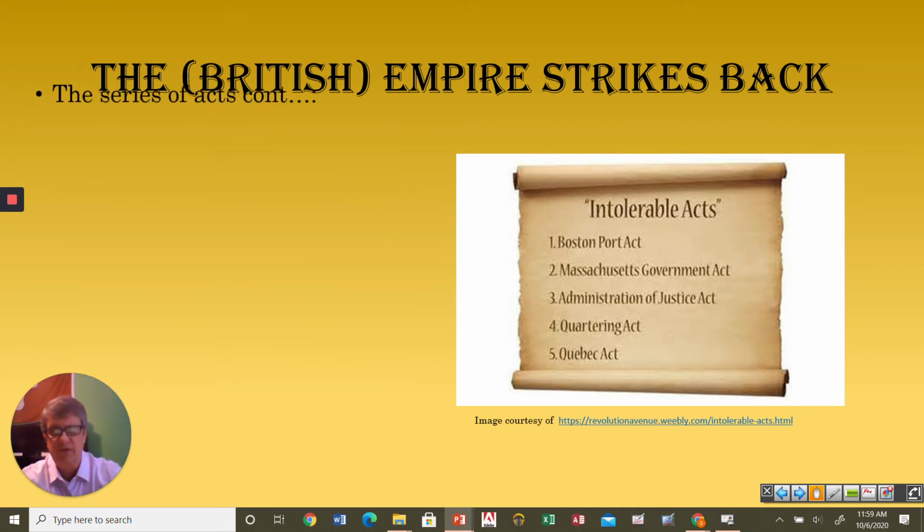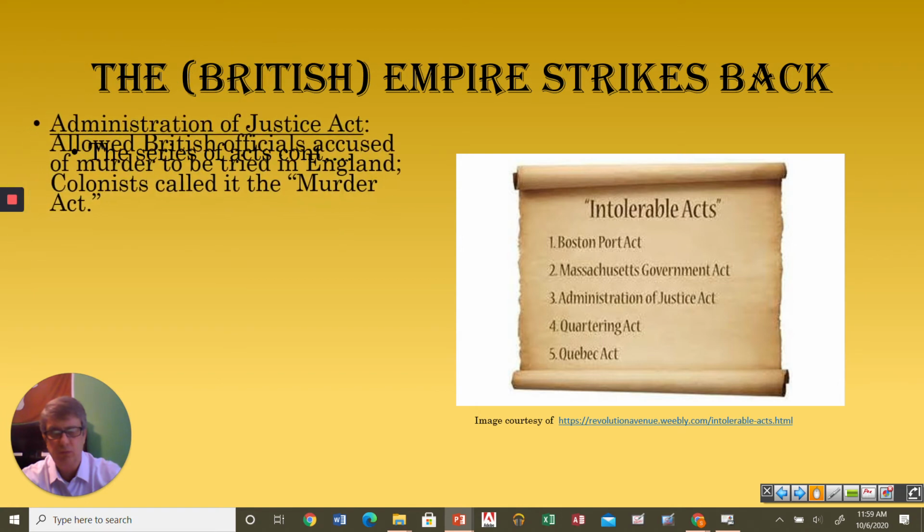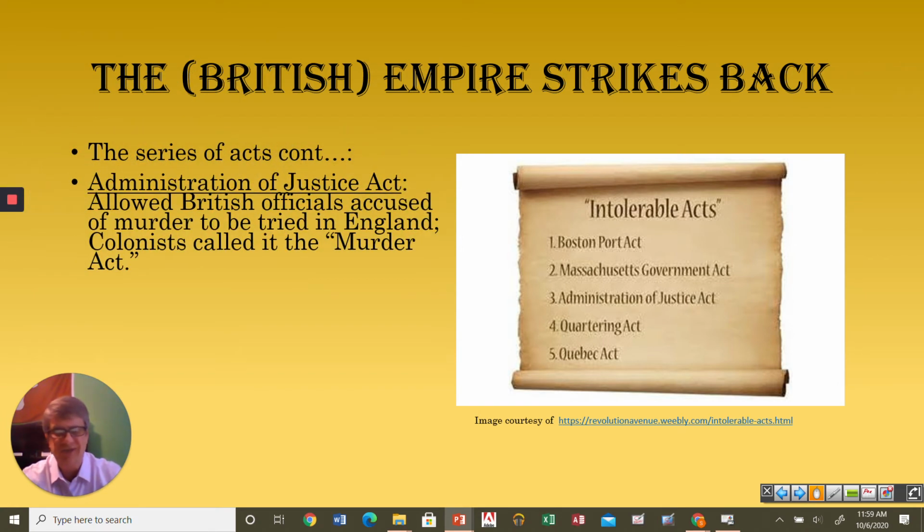So the third of these acts, here we go. The Administration of Justice Act. This allowed British officials accused of murder to be tried in England. All right, colonists called it the Murder Act. All right, because they felt, well, you can literally get away with murder. If someone like a soldier, think back to the Boston Massacre. Now, there was, in fact, the trial of the soldiers in the Boston Massacre. Of all people, John Adams defended the soldiers, and he did it successfully. For the most part, they were found not guilty.